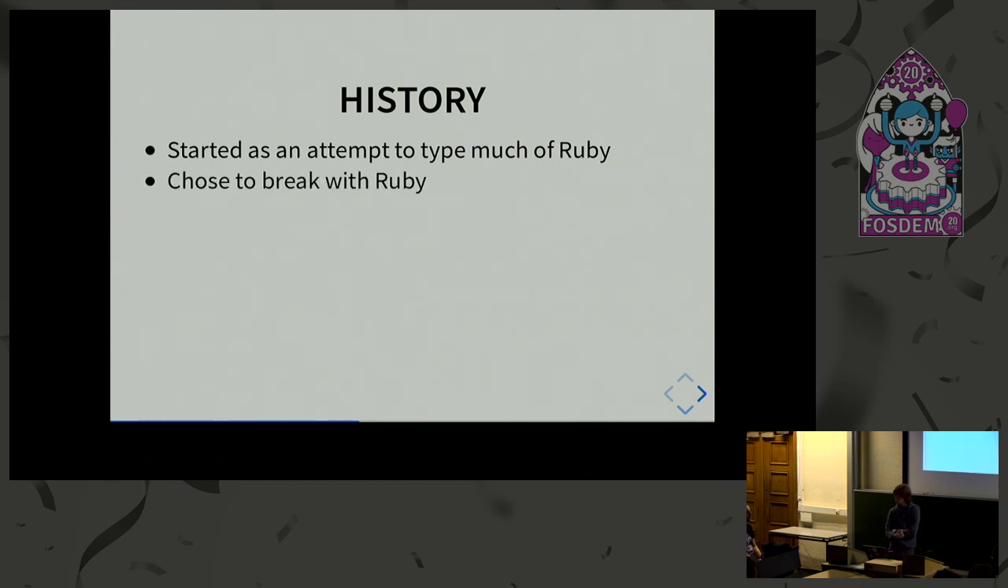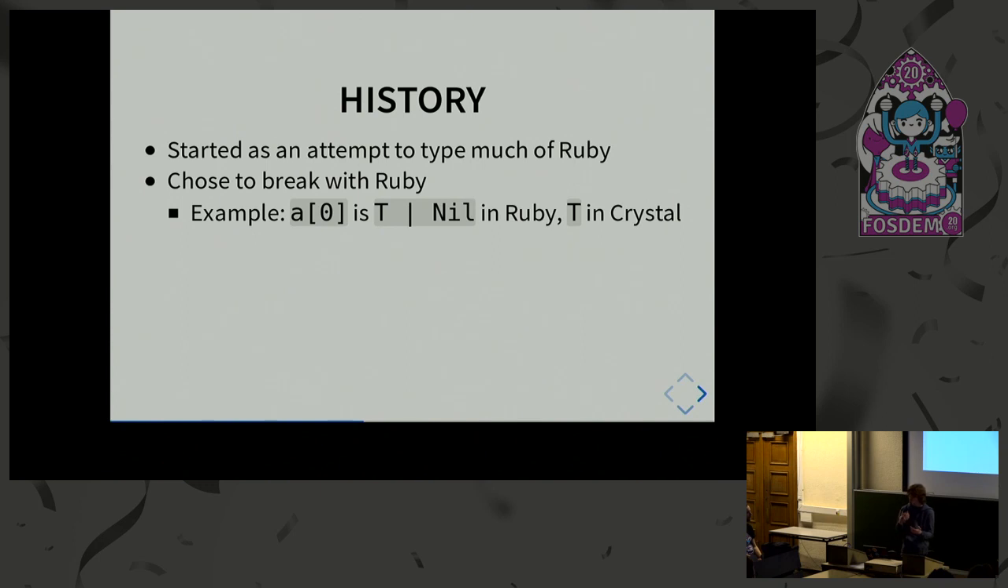But Crystal chose to break with Ruby in a couple of key areas, which sets it apart from TypeScript and Python type annotations by expanding beyond the language that we were influenced by and creating a programming language which is unique in its own ways. For example, if you have an empty array and you access the first element in Ruby, you will get nil. In Crystal, you will get an exception.